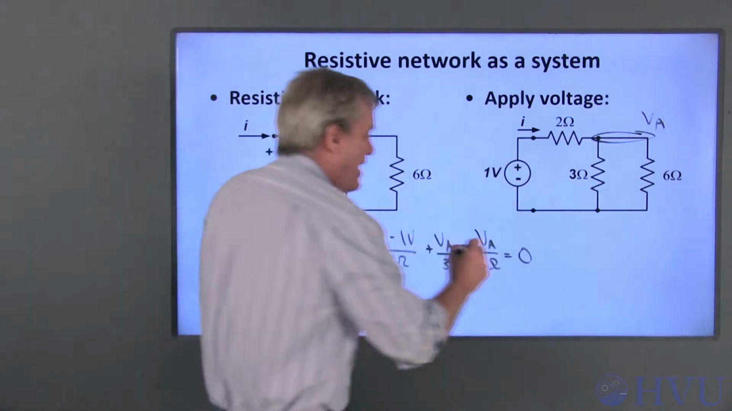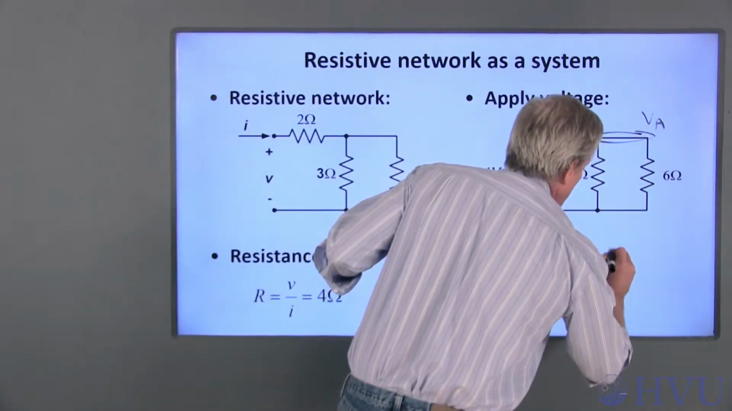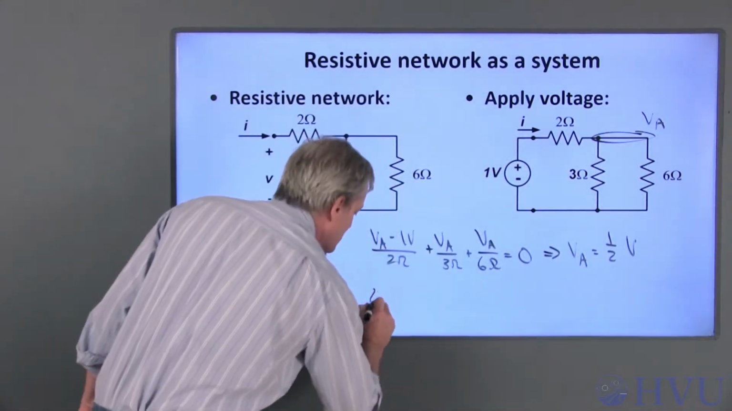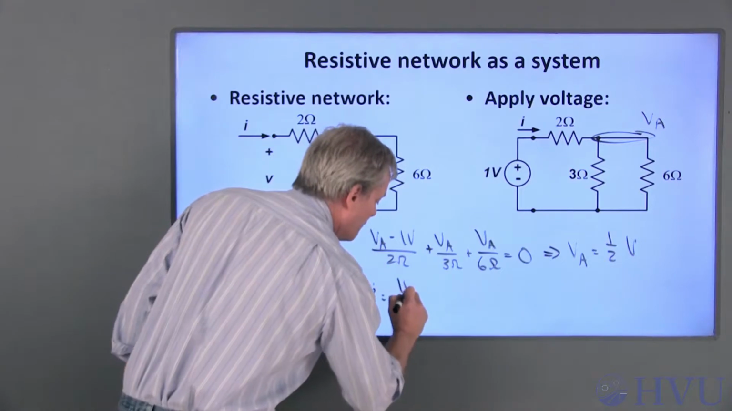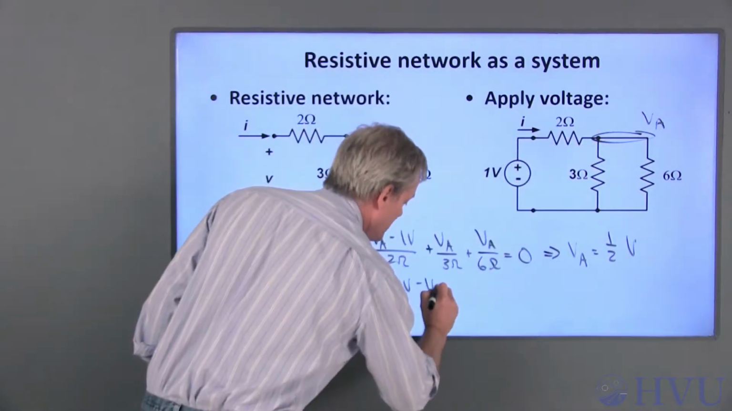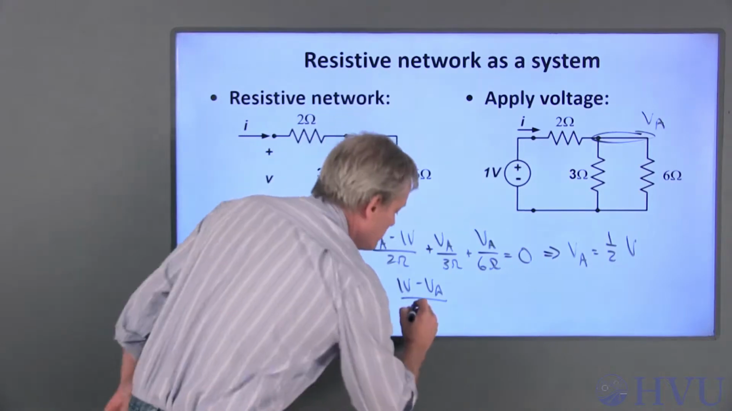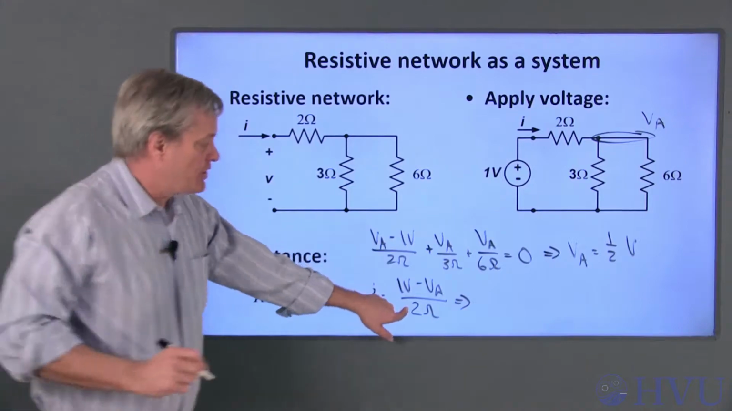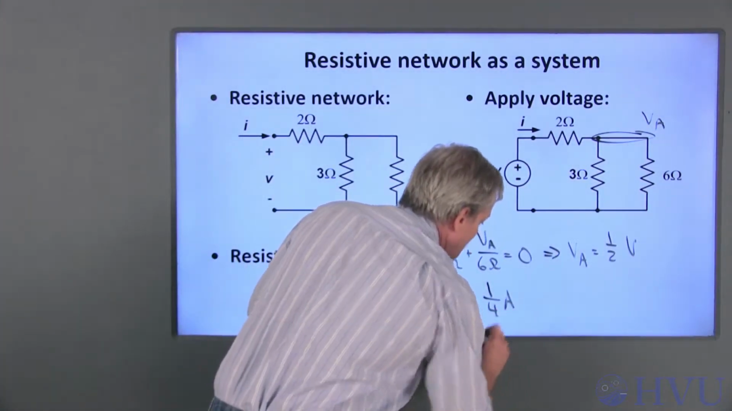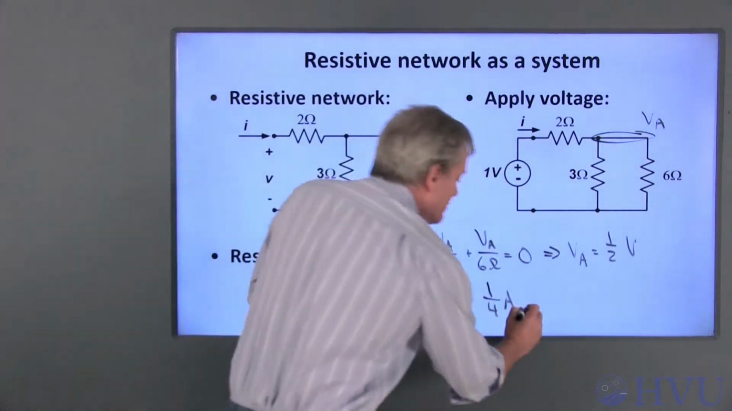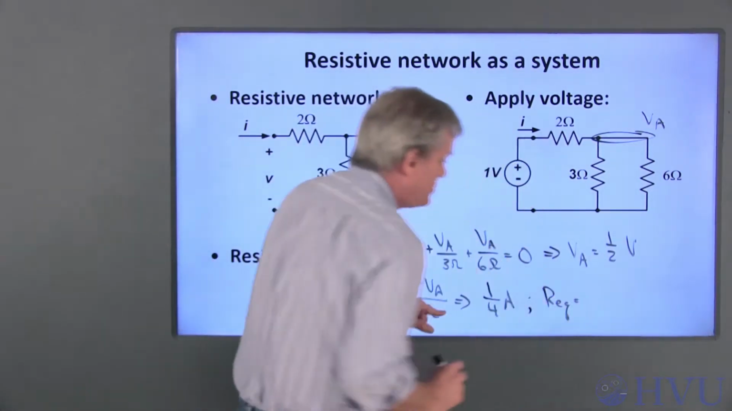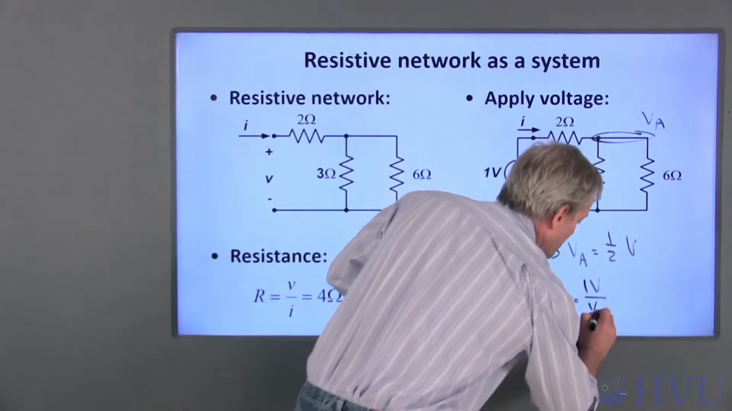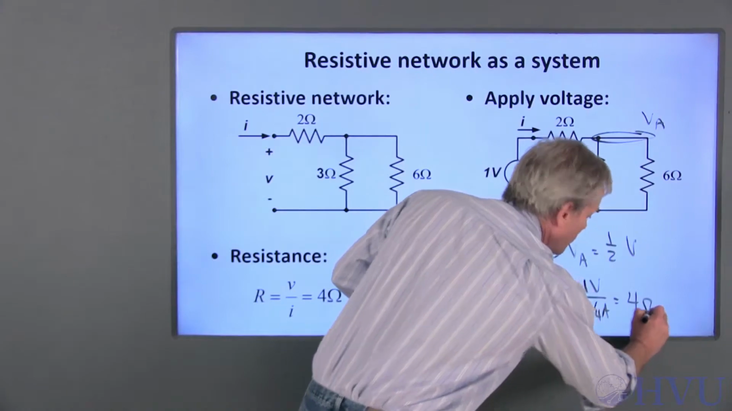If I solve that for VA, I get VA is equal to 1/2 of a volt. The current I is equal to this voltage, 1 volt, minus this voltage, VA, over this resistance, 2 ohms. That's just Ohm's law. So 1 minus 1/2 over 2 is 1/4 of an amp. Now my resistance, REQ, is just this voltage, 1 volt, over the corresponding current, 1/4 of an amp, which is 4 ohms.